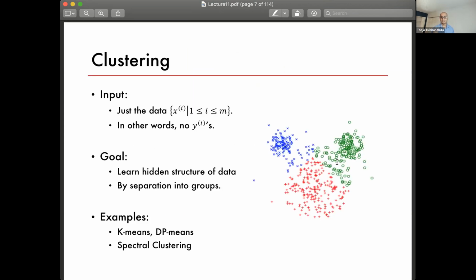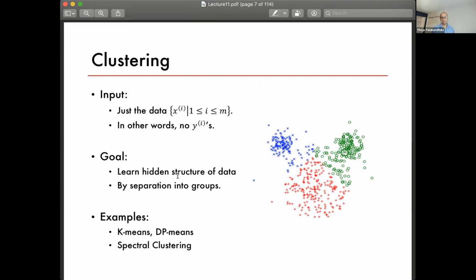Clustering, just to recap, what is the objective? The input is data, a bunch of data points. So x_i is the ith data point, and let's say we have little n number of data points. There are no y_i's. And our goal is to learn some pattern, as I've been mentioning before.